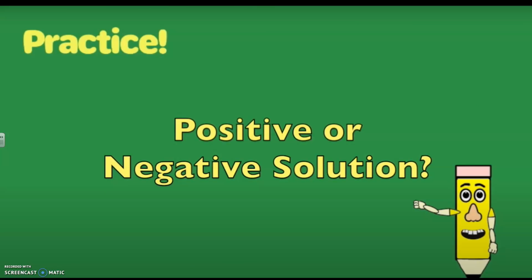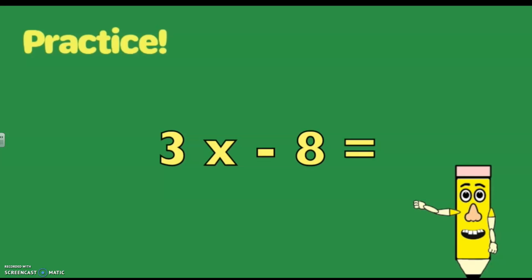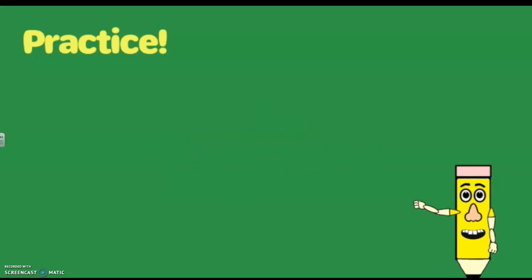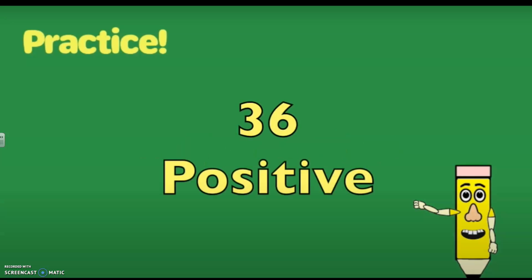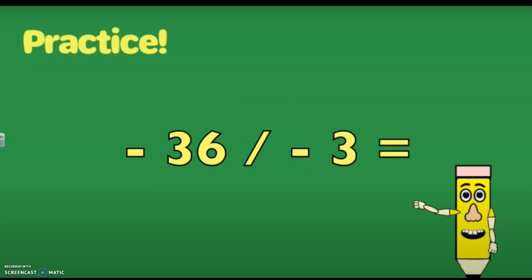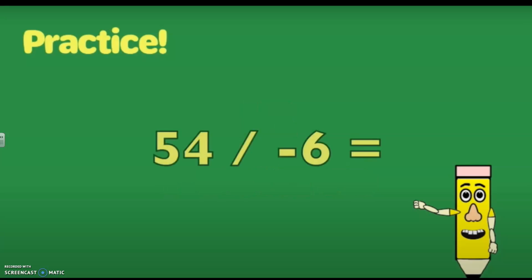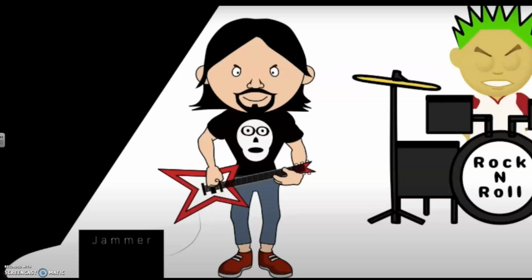Now let's practice a couple. Tell me whether the solution is positive or negative. Positive or negative? -8. Yep, different signs. 4 times -9. Same signs. Positive. -36 divided by -3. Same signs. 54 divided by -2. -6. Different signs, negative.